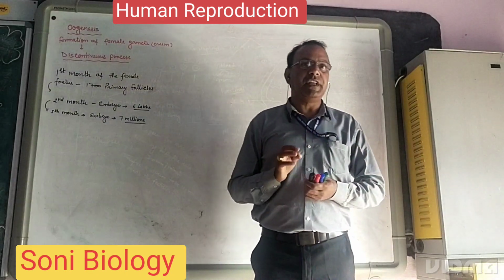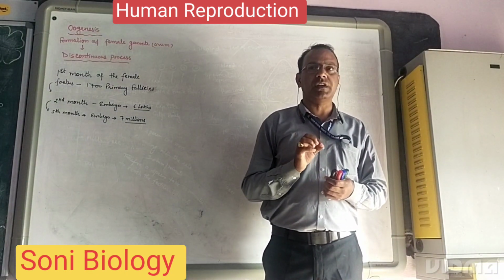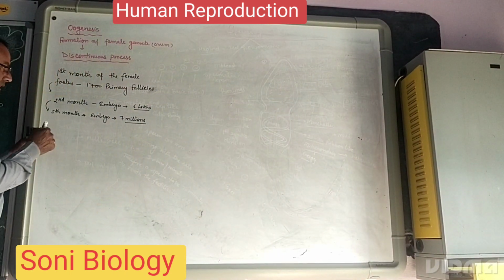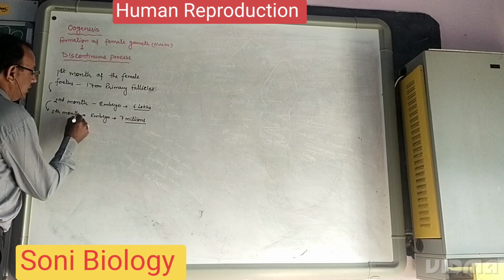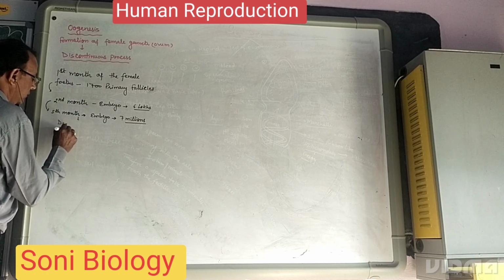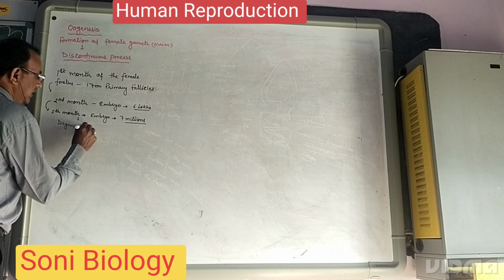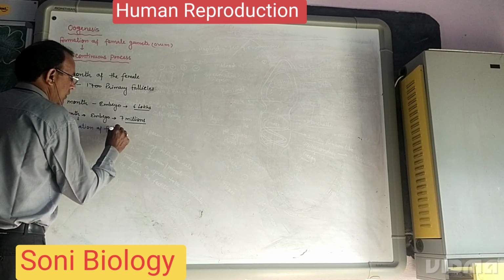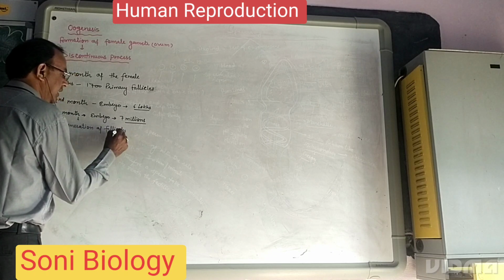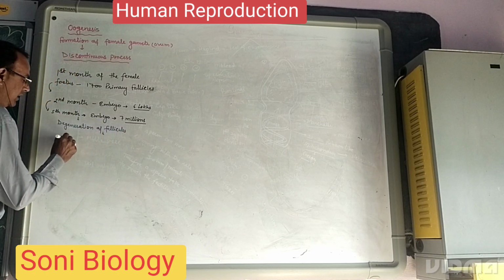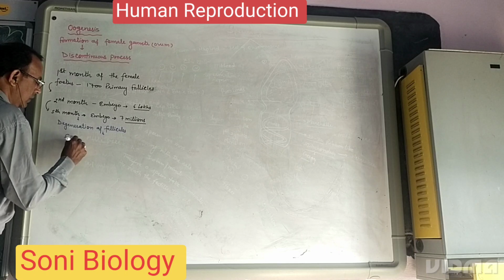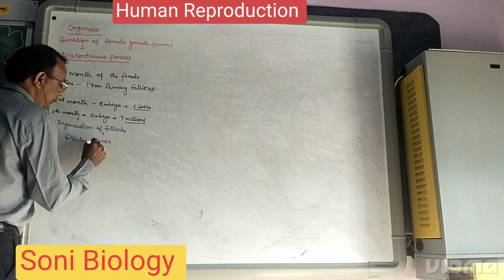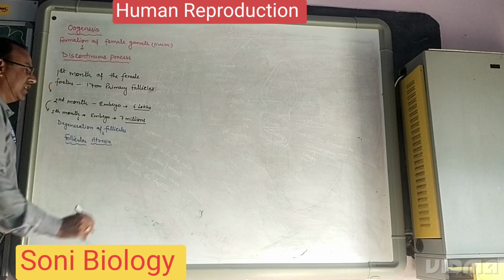Degeneration of primary follicles is called follicular atresia. It means after the 5th month of the gestation period, the degeneration of follicles takes place. The process in which degeneration of follicles takes place is called follicular atresia. What is follicular atresia? Degeneration of follicles.